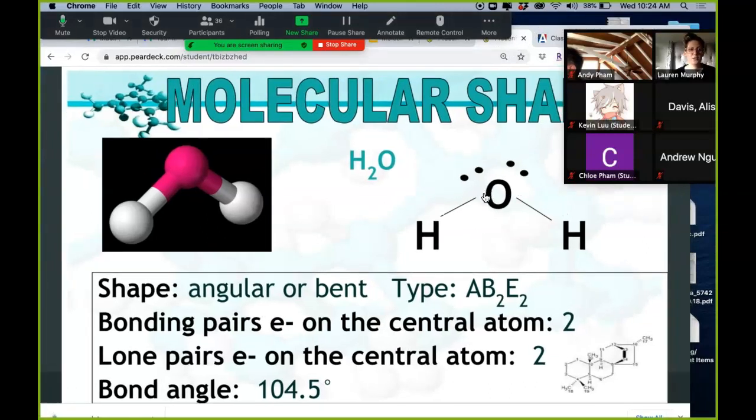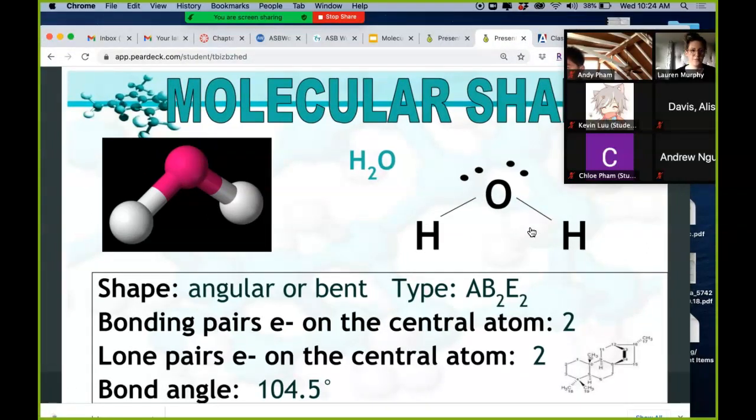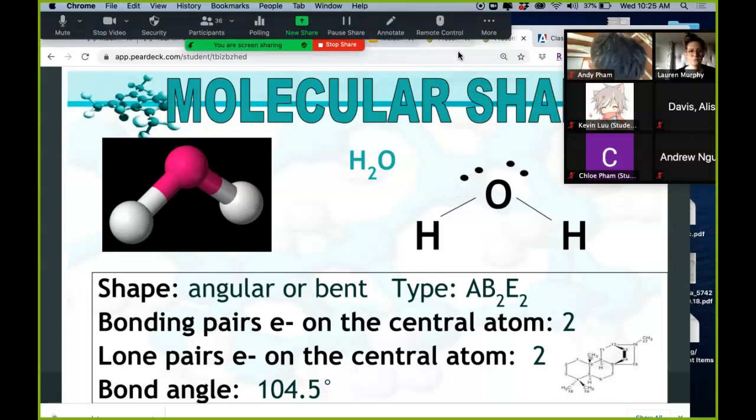It's hard to represent, right, because we're drawing these on flat surfaces, but these molecules don't exist on flat surfaces. They exist in 3 dimensions. So we have a lot more ways to orient them in space. It's just harder to represent on a piece of paper. So that is bent or angular.